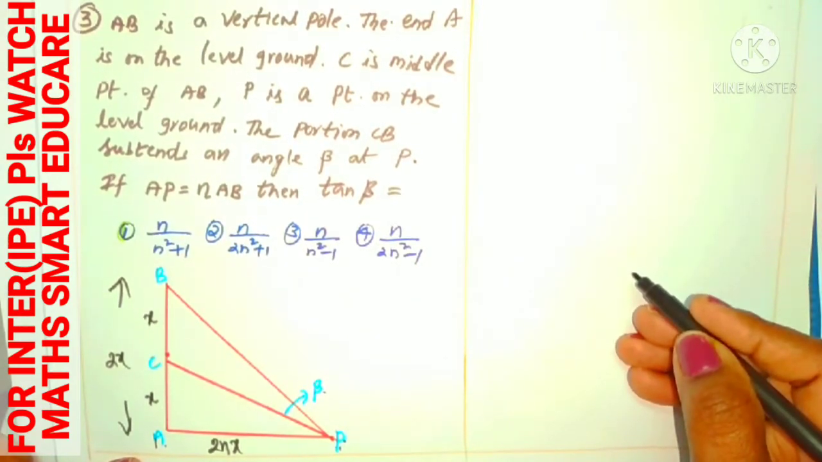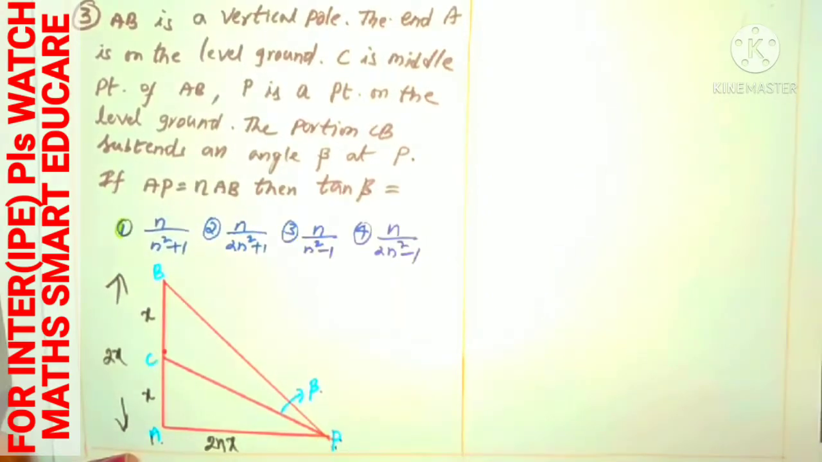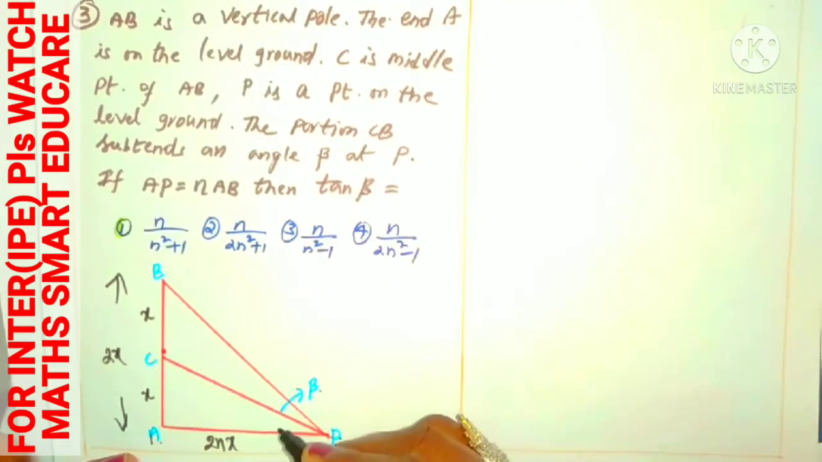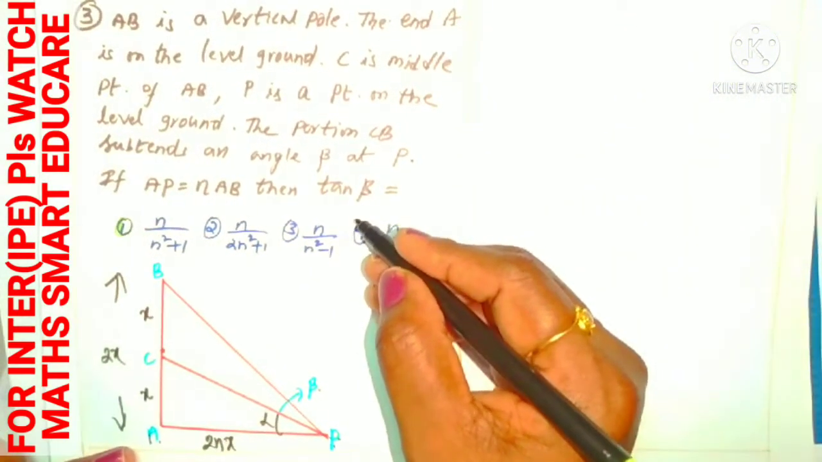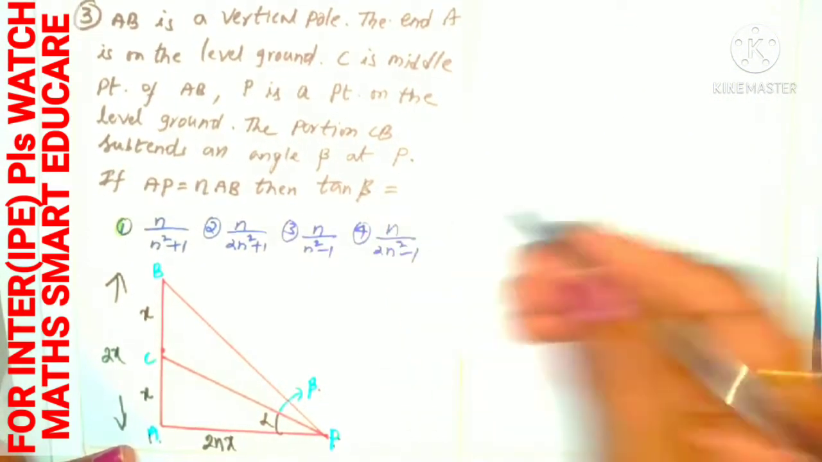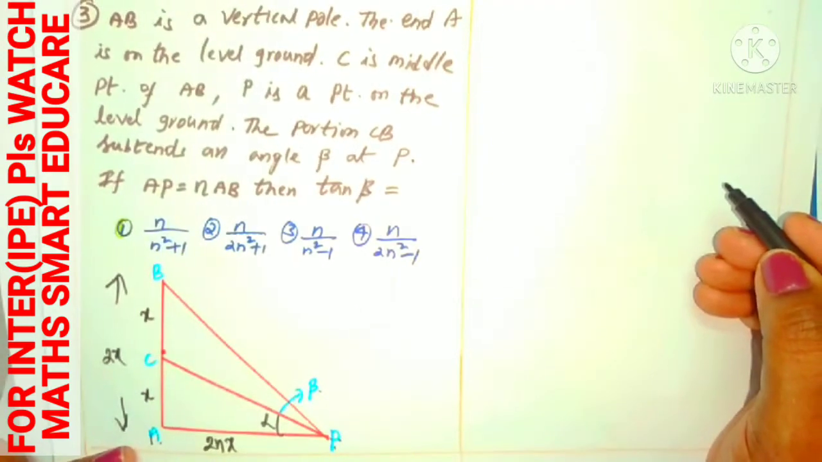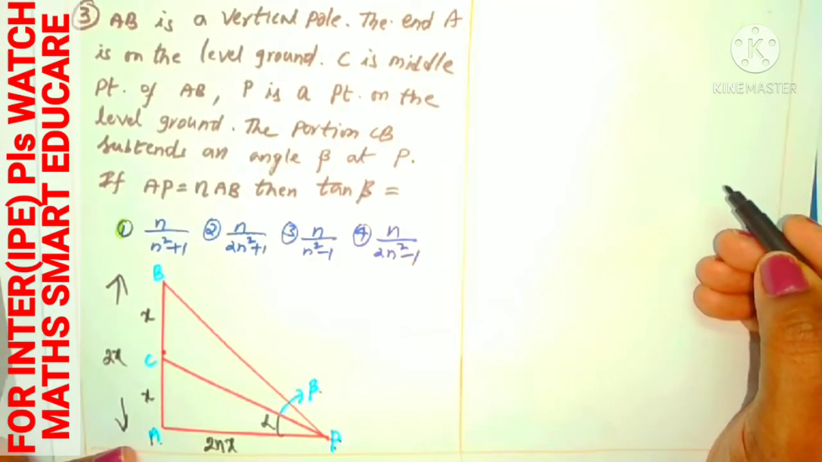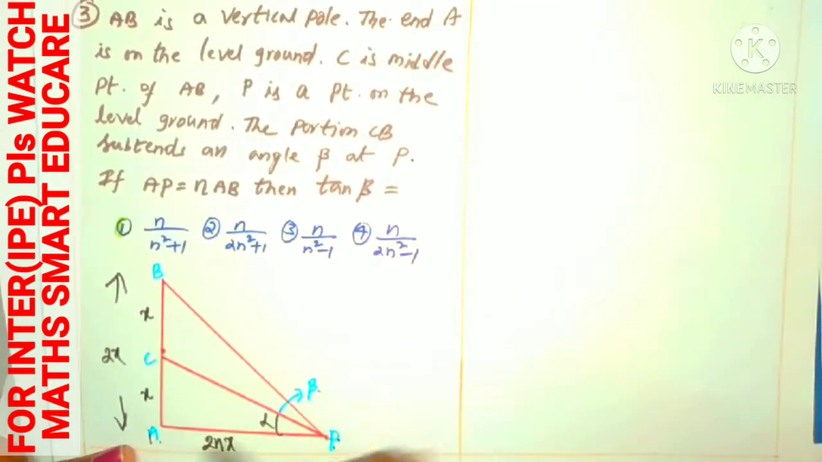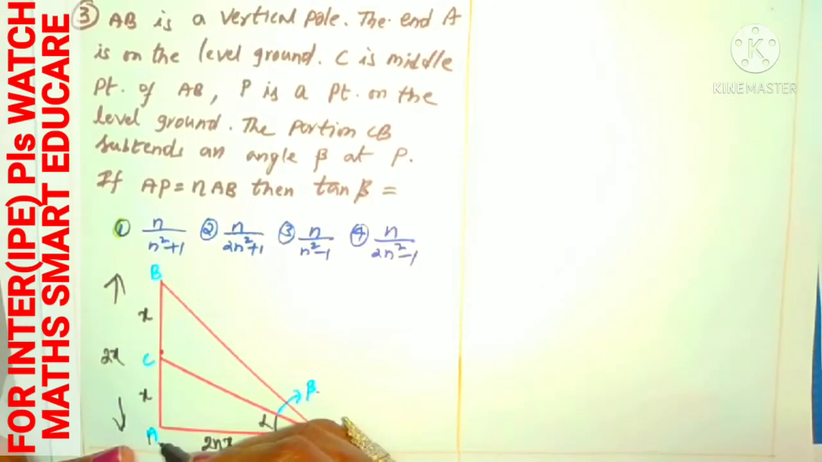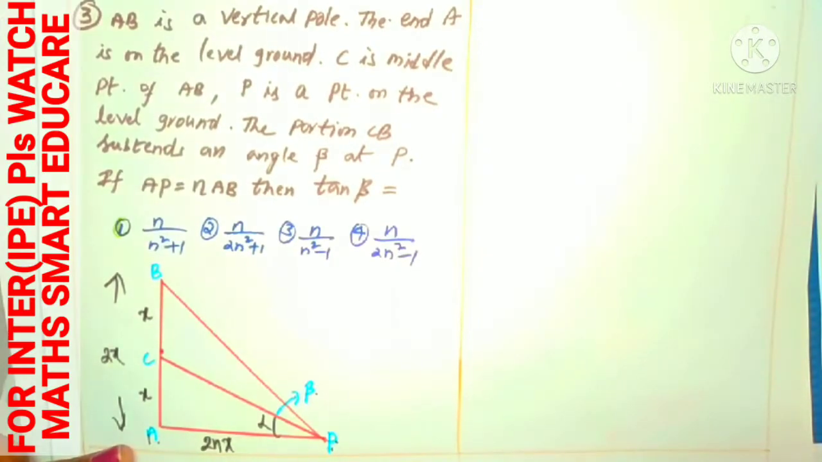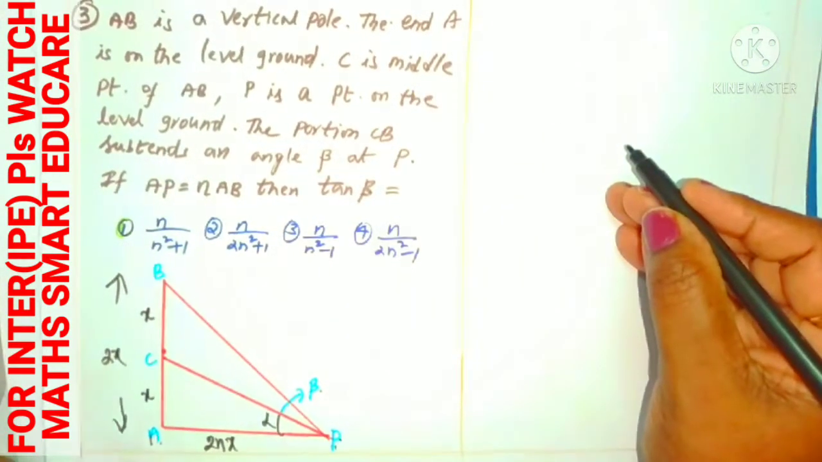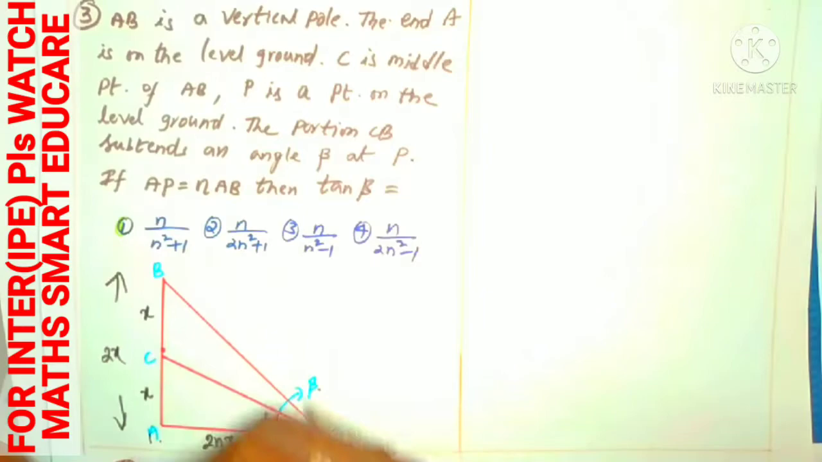Clear? And one more angle you have to assume, that is this angle APC. I am assuming it as some alpha. Finally, it is asking us to find tan beta. We proceed in the same manner as in the previous questions. But the major point here is that these distances are equal: AC is the same as BC and AP is n times of AB. Okay, now we'll see how from this figure.